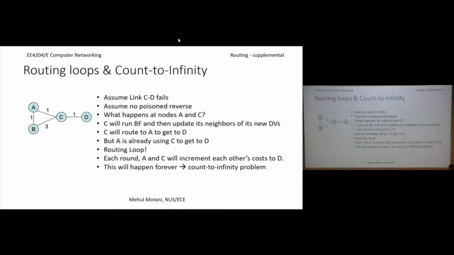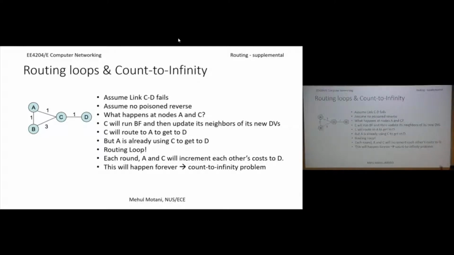What does it do? It runs Bellman-Ford, right? Because it saw a change. So it's going to run Bellman-Ford, and what is it going to do? It's going to look for a route to D. Now, its own route to D has broken, but what does it know about A and B? Before the link broke, did A and B have routes to D? Yes, they did. So C is going to mistakenly use them.